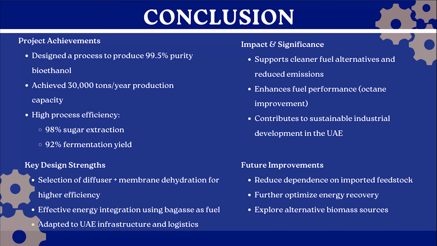In conclusion, we have delivered a high efficiency solution pathway tailored for the UAE and the GCC infrastructure. By selecting the diffuser and membrane dehydration pathway, our plan stands on three pillars: superior efficiency, energy circularity, and strategic value, which is enhancing fuel performance and supporting the UAE's green energy transition. So we have not just designed a plan, we have designed a future-ready contribution to the UAE's industrial vision.